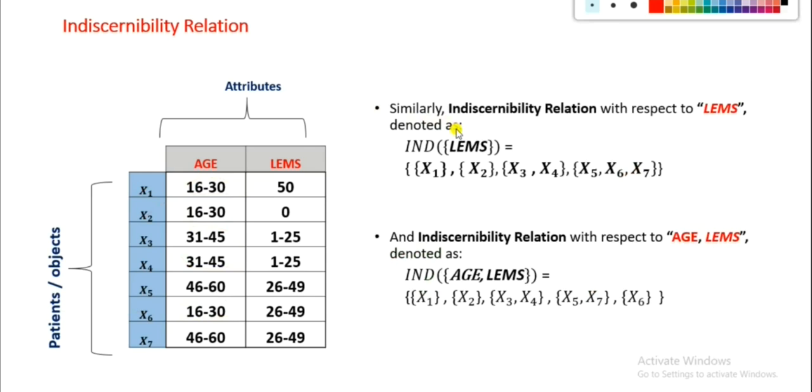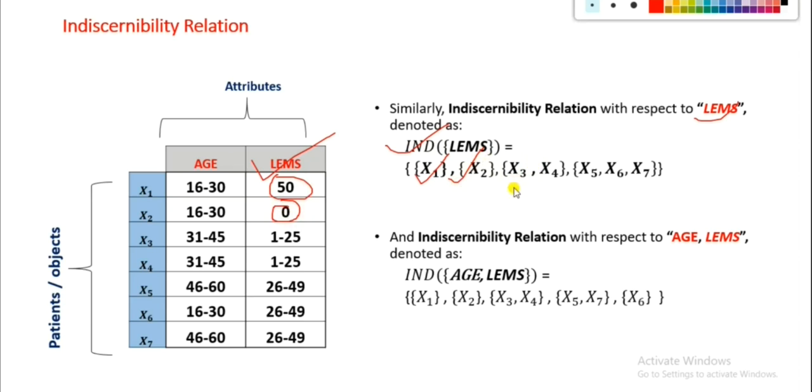Similarly, we can compute indiscernibility relation with respect to the LEMS attribute, and the indiscernibility relation is denoted as IND of the name of the attribute. Now with respect to the LEMS attribute, the first object X1 has score 50. Is there any other 50 in this column? No. So this is the first indiscernibility relation, or the first group, and it has only one object because no other object has 50 as LEMS score. And next X2, the score is 0, and there is no other object with 0 as LEMS score. So this is the second group.